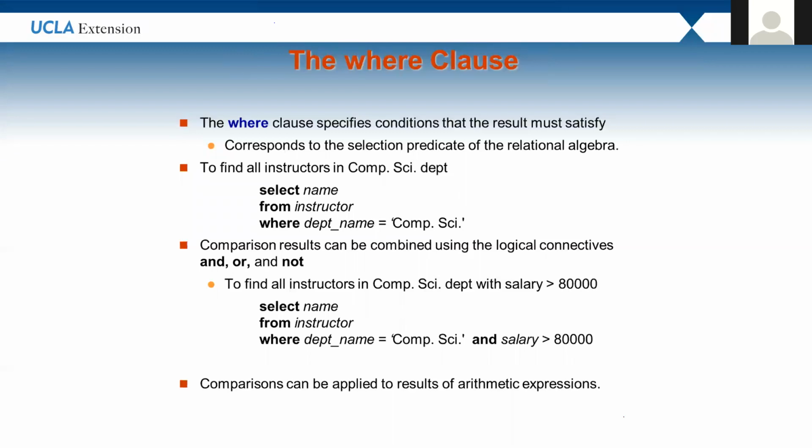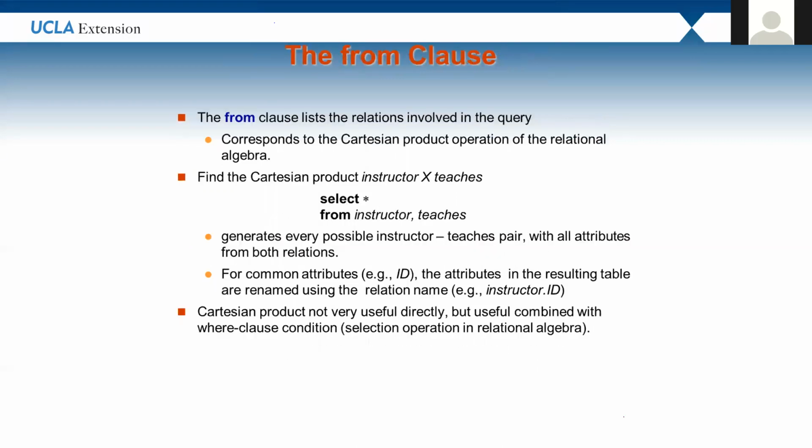You can select name from instructor. So the name is the column, the table is instructor, and the condition is we want the instructors for the computer science department. So that'd be where department name equals comp sci. To find all instructors in the comp sci department with salary greater than 80,000, we would select name from the table where department name equals comp sci and salary is greater than 80,000. Okay.